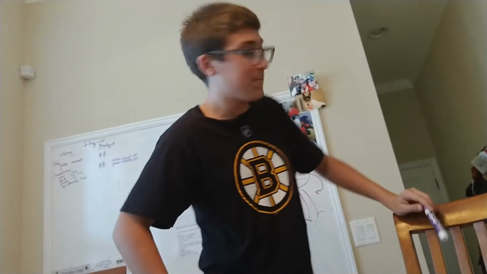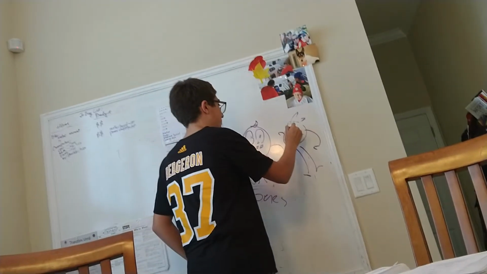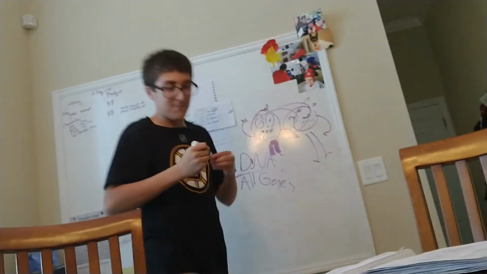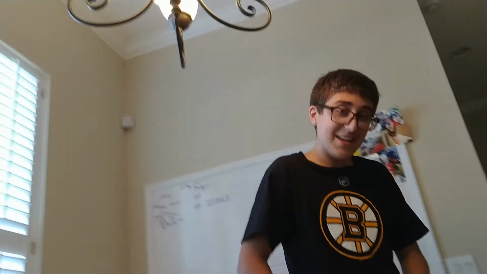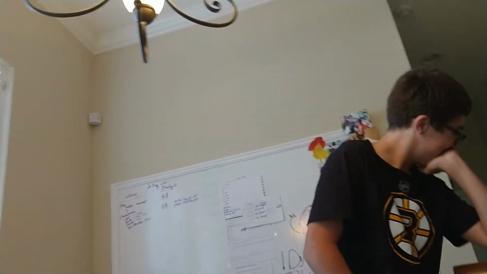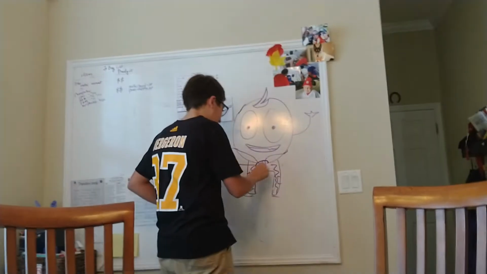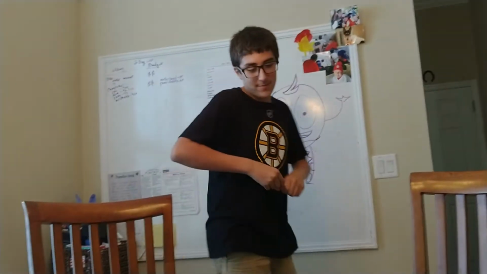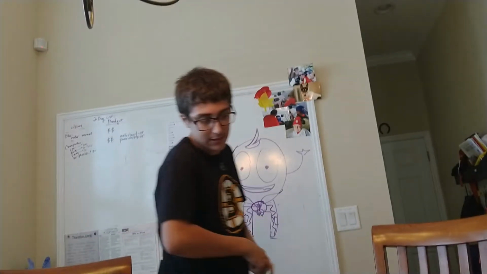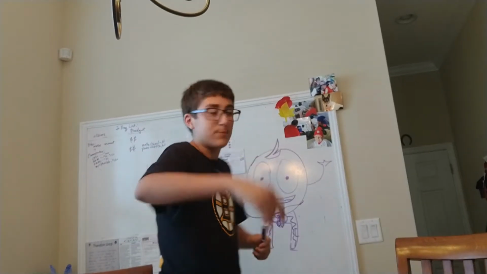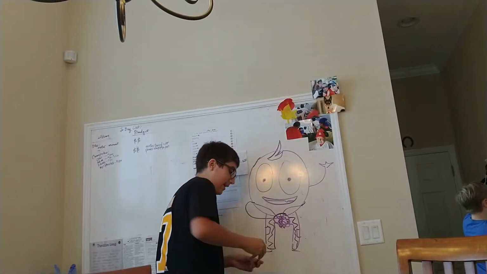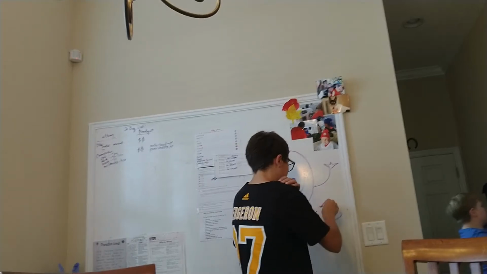DNA copies itself, so parent, offspring, genetic code, and the parent DNA. Parent DNA unzips, and then bada bing, bada boom, nitrogen bases in the nucleus pair with the unzipped side of the DNA, and then two new DNAs are formed.